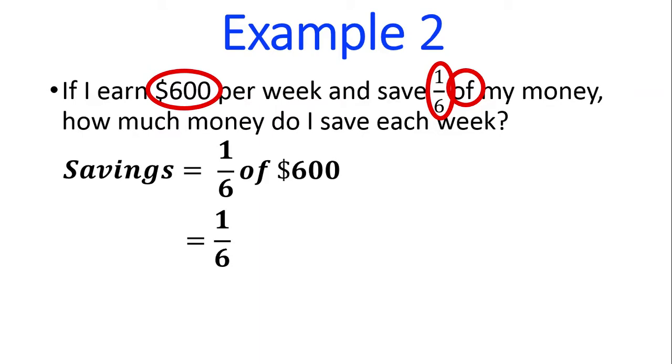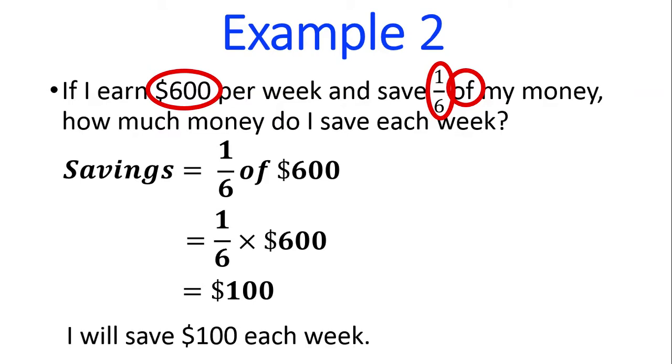My 1 over 6 is just a fraction. We're going to change that "of" into a times, and we're going to multiply that by 600. We put that into our calculator, and you'll end up with an answer of $100. The last thing I need to do is write that as a sentence, and my sentence is going to say, I will save $100 each week. And there's our calculation for a fraction of an amount.